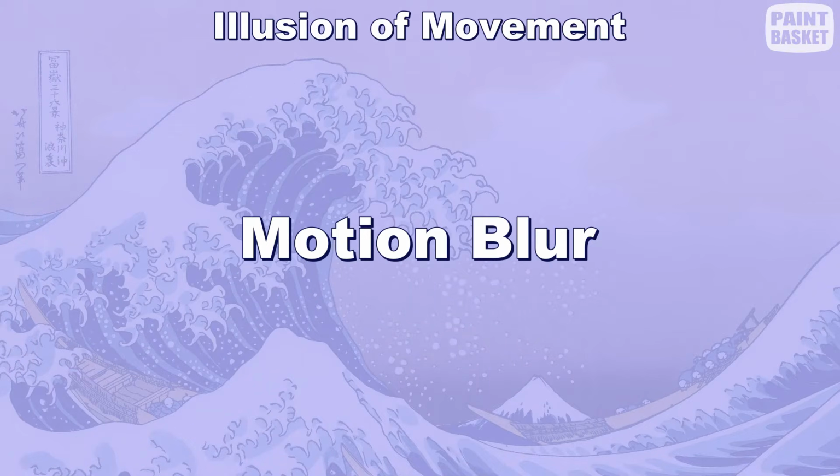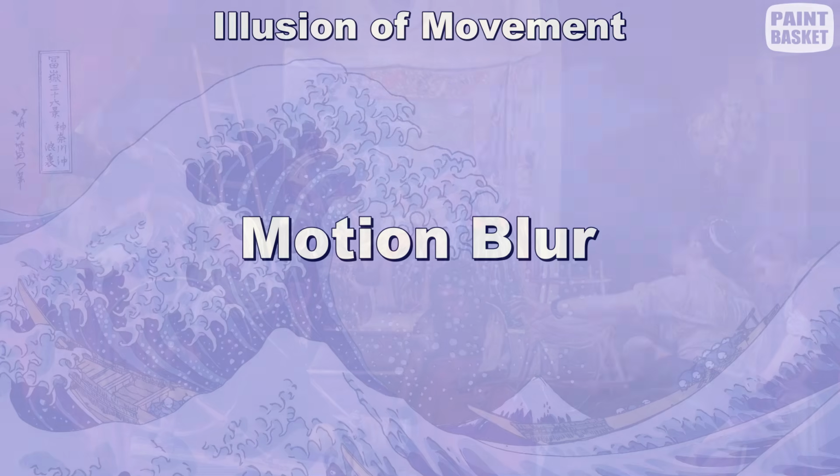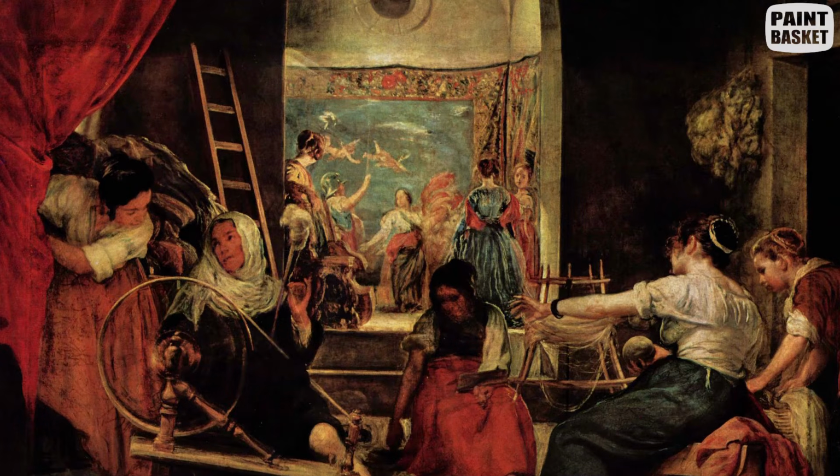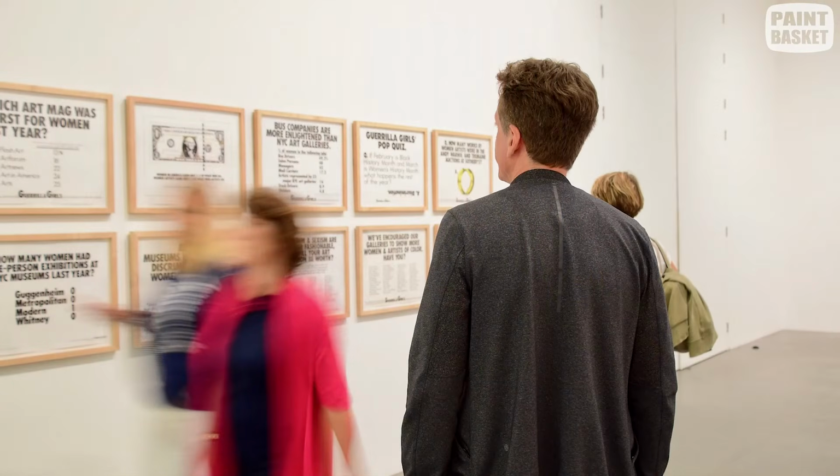So here's a really interesting one, motion blur. Motion blur is something that happens when an object moves faster than your eye can see it. Although this technique was used hundreds of years ago already, as you can see from the 1655 painting of The Spinners by Diego Velázquez, it's only really become popular since the advent of cameras because they show up motion blur more often than our eyes show it to us, as you can see in this photo.